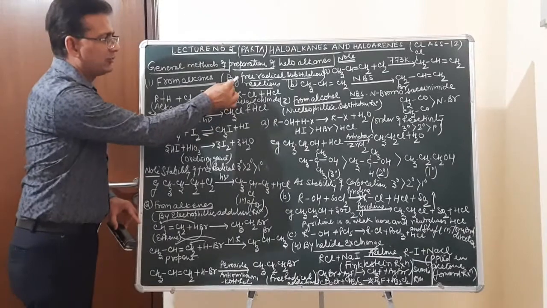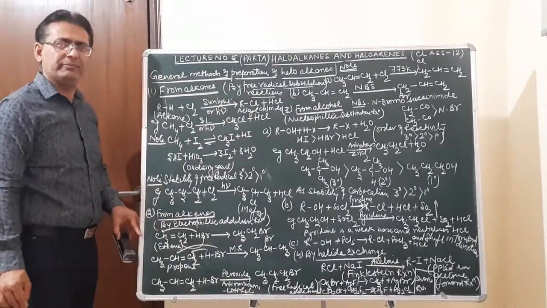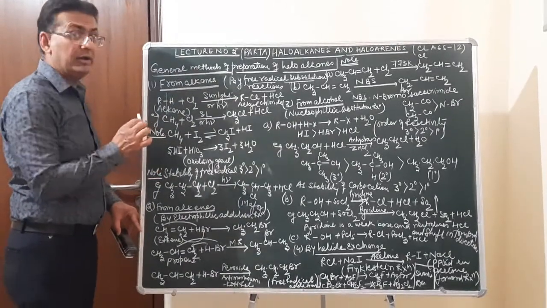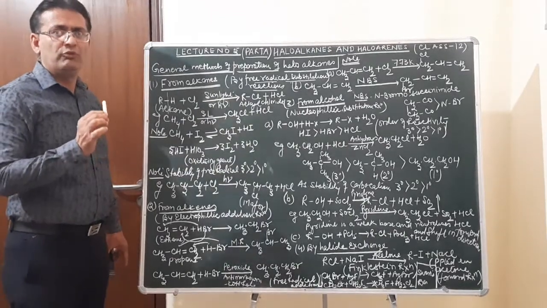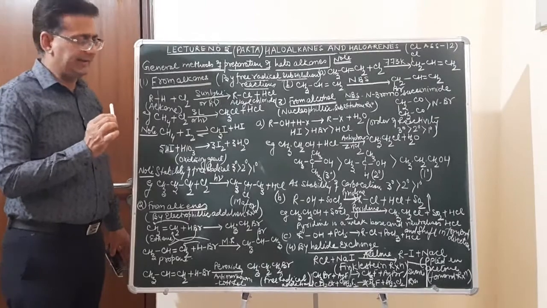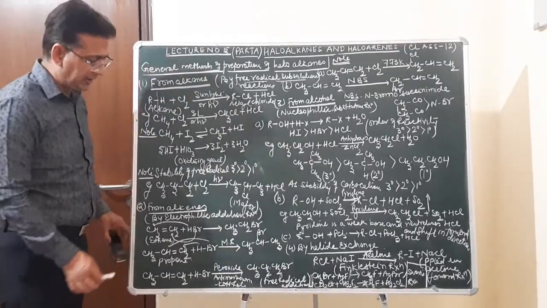What is the mechanism of this reaction? Free radical substitution reaction mechanism. Try to revise your class 11th work. And whenever the reaction intermediate is a free radical intermediate, we know the stability of free radical is 3 degree more as compared to 2 degree as compared to 1 degree free radical.